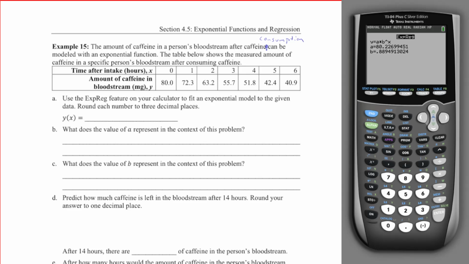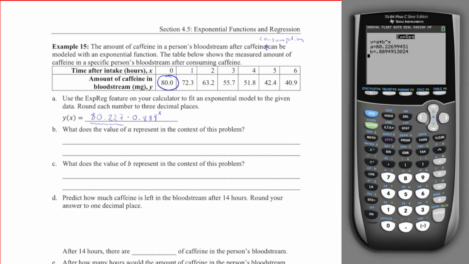So this gives us the equation. We're told to round to 3 decimal places: 80.227 times 0.889 to the x. And we're starting to feel a little bit suspicious, right? Because we know an exact starting value, and it's not 80.227.